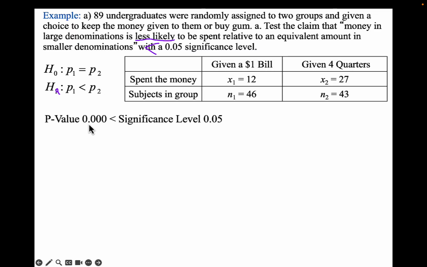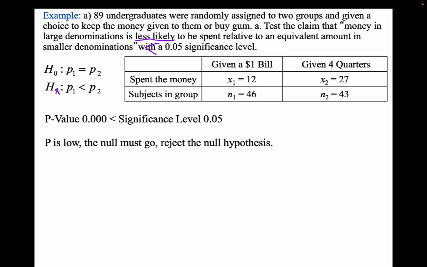P-value was 0.000, accurate to 3 decimals. That's okay. We know that that just means it's a very small p-value. And it is less than our significance level of 0.05. The rhyme can be helpful here. P is low, the null must go. So we reject the null hypothesis.